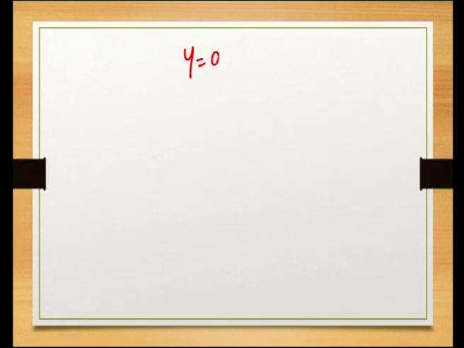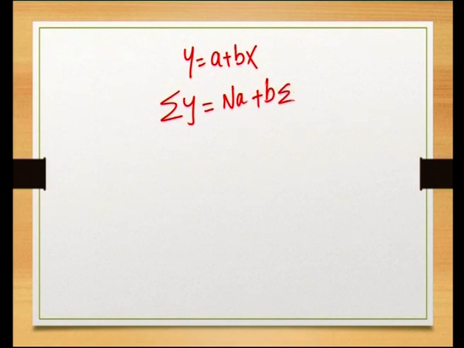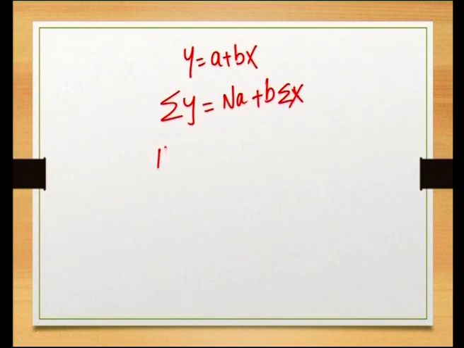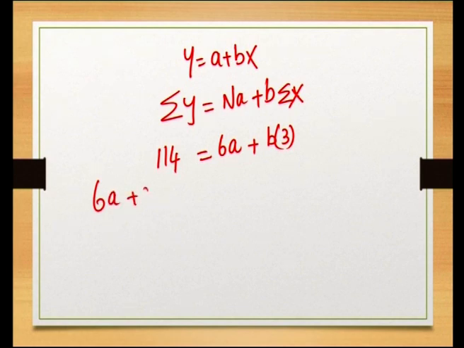Y is equal to a plus bx. The first equation is just formed by taking the summation as it is. So, summation y is equal to n into a plus b into summation x. What is summation y value? From the previous slide, summation y is 114 and summation x is 3. So, 114 is equal to n, 6 values are given, so 6a plus b into 3. So, one equation is formed, that is 6a plus 3b is equal to 114.